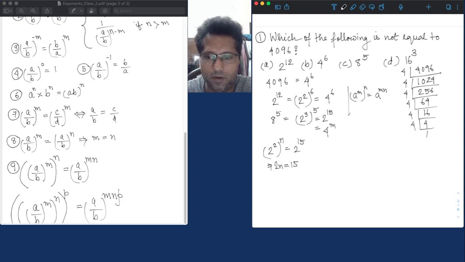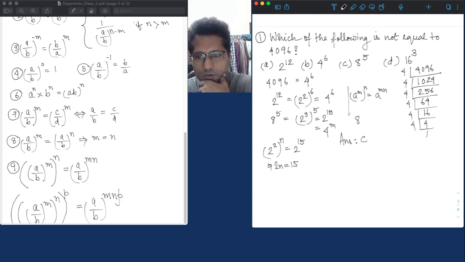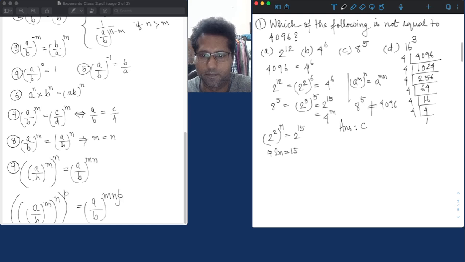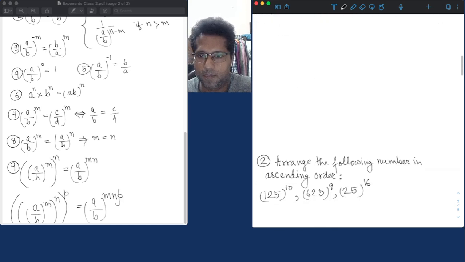So the answer is choice C. So 8 to the power 5 is not equal to 4096. My explanation was a little complex and a little lengthy, but I hope you got the idea, the strategy that we need to apply to solve this kind of problem. Okay, this was question number 1. Let's see the next question.